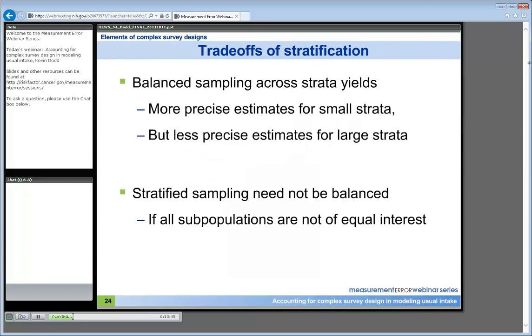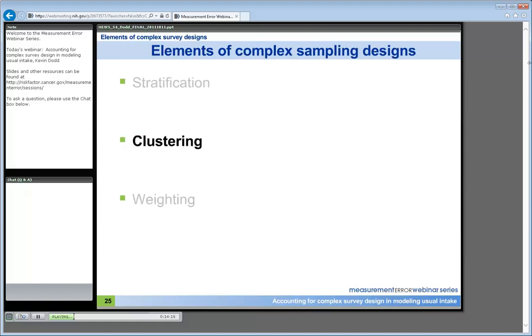So there are trade-offs to be made when you introduce stratification in your sampling design. Compared to simple random sampling, you can end up with more precise estimates for small strata, but at the expense of having less precise estimates for large strata. Now, I just want to point out, this is just an example showing one way the stratification can work. In practice, stratified sampling doesn't have to be balanced. There may be more trade-offs to be made. For example, you might be in a situation where some subpopulations are of more interest than others and therefore need more of the sample allocated to them to make sure you get good estimates.